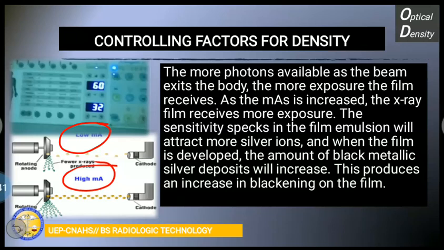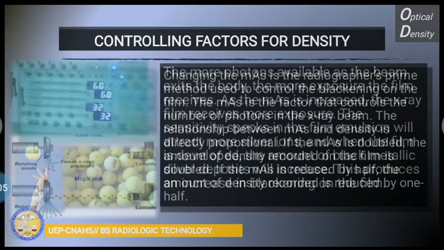So the sensitivity specks in the film emulsion will attract more silver ions, and when the film is developed, the amount of black metallic silver deposits will increase. So this produces an increase in blackening on the radiograph. Therefore, the higher the mA or the mAs, the higher is the optical density. So that's all there is to it, class.